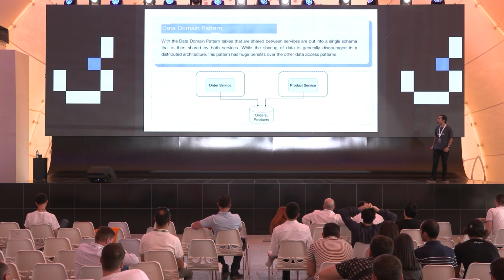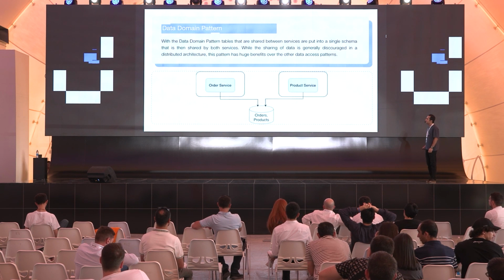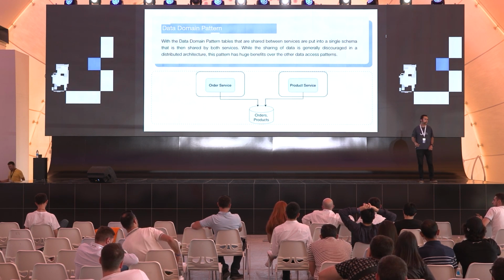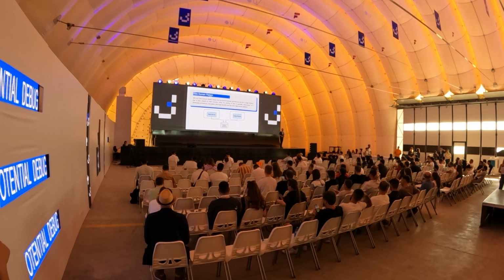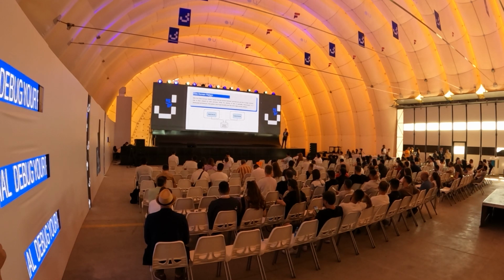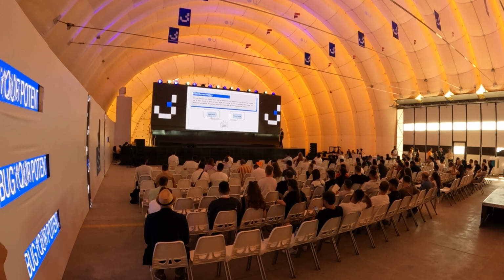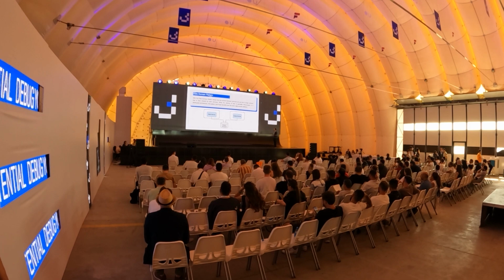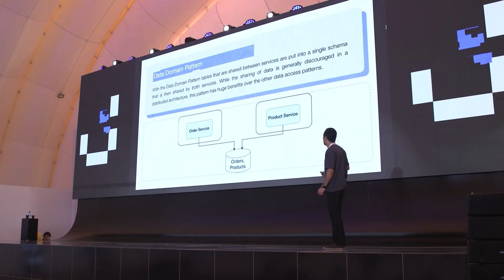And the last pattern is the data domain pattern. With the data domain pattern, tables that are shared within different microservices are combined together in a single schema or single database. Here we can see from the example that the product service and order service are connected to the same database or schema, which holds both orders data and products data.